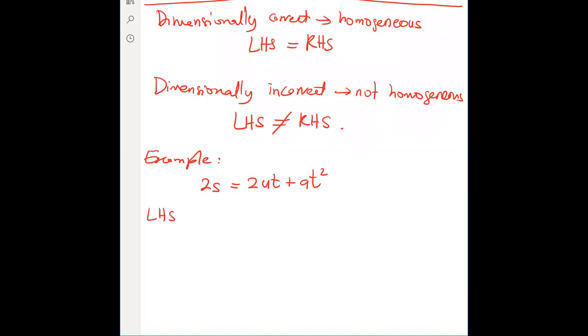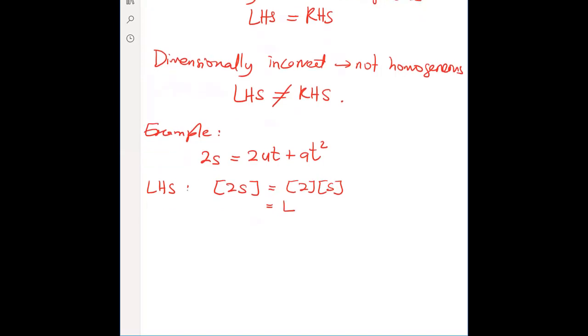So the left hand side that we have here is 2s. We want to check the dimension for 2s. It means you have the dimension of 2 and the dimension of s. Previously we already know that the dimension of a constant number equals 1, so no need to write it. Then the dimension of s, displacement, is L. So the left hand side has dimension L.